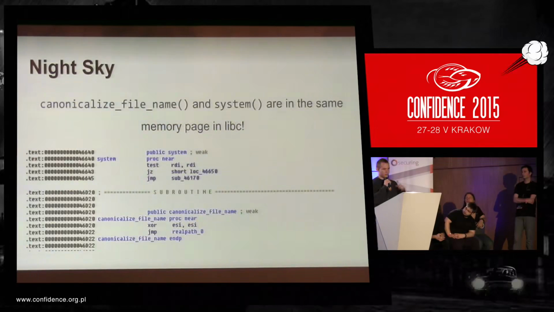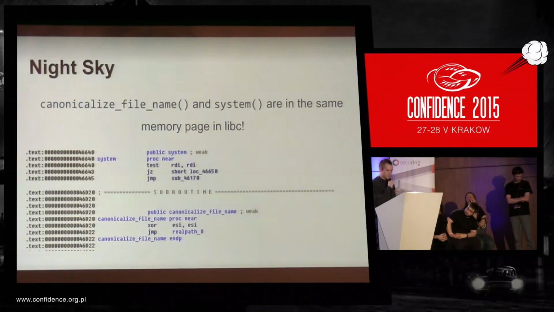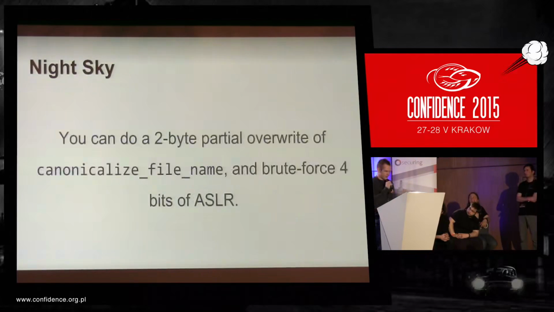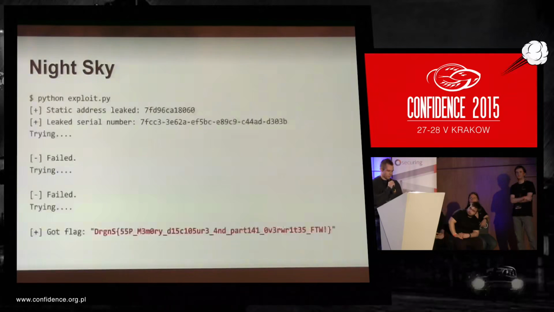If you look into the provided libc, because we gave it to you, you could see that the canonicalized filename function is in fact in the very same memory page as the system function. So these 2 functions are very close to each other in the libc. What you could do is, instead of overwriting the whole function pointer, do a 2-byte partial overwrite, set the 12 bits that are constant to the correct value, and then you only have to brute force the 4 remaining bits, which is 16 combinations. That is definitely doable over the network.